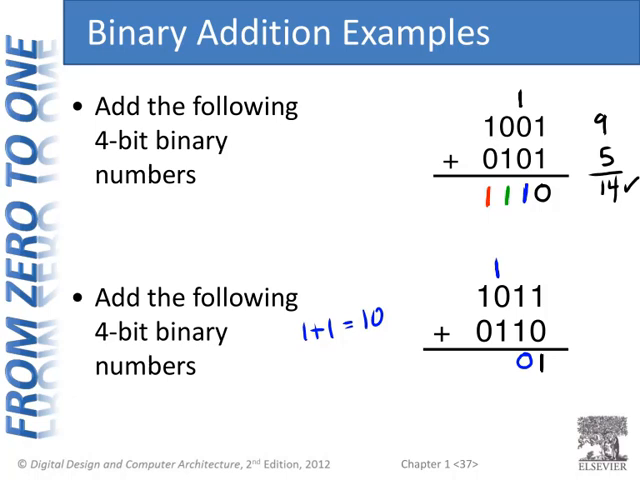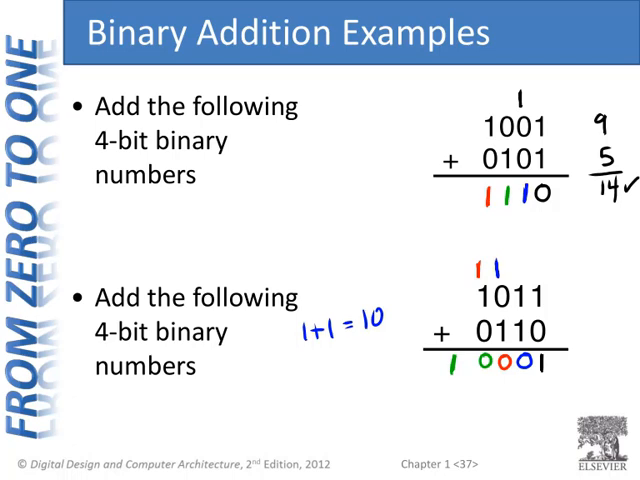Now we get 1 plus 0 plus 1. Again, that is 2. So we take the least significant bit, put it in that column, carry out the most significant bit. And finally, we get 1 plus 1 plus 0, again, 2. So we get a 0, and then we get this carry out.